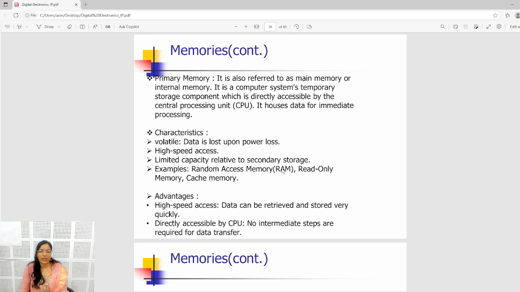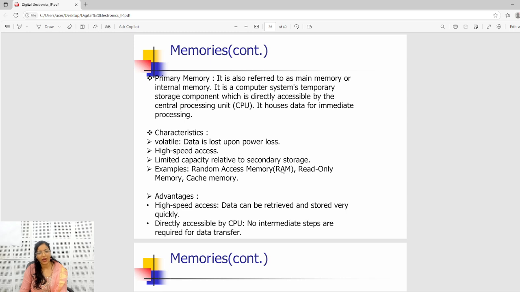Coming to the other classification, which is primary memory and secondary memory. Primary memory is also referred to as the main memory or the internal memory. It is a computer system's temporary storage component which is directly accessible by the central processing unit. It houses data for immediate processing. The characteristics are volatile, that is, data is lost upon power loss, high speed access, limited capacity relative to secondary storage, and the examples are RAM, ROM, cache memory.